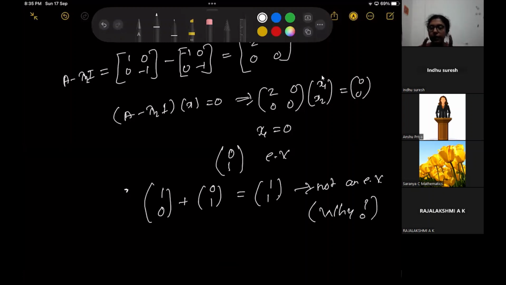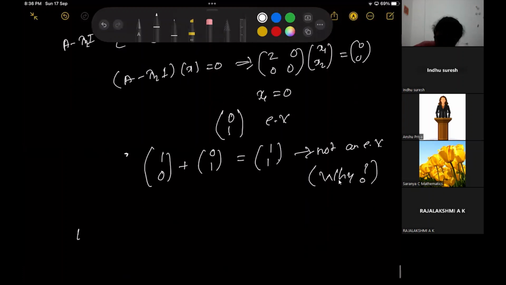So you can check whether there exists some lambda. Either lambda, two possibilities are only there, 1 and minus 1. In any of the cases, will it be an eigenvector? You can check. So before proceeding to the next question, I will give you one exercise.